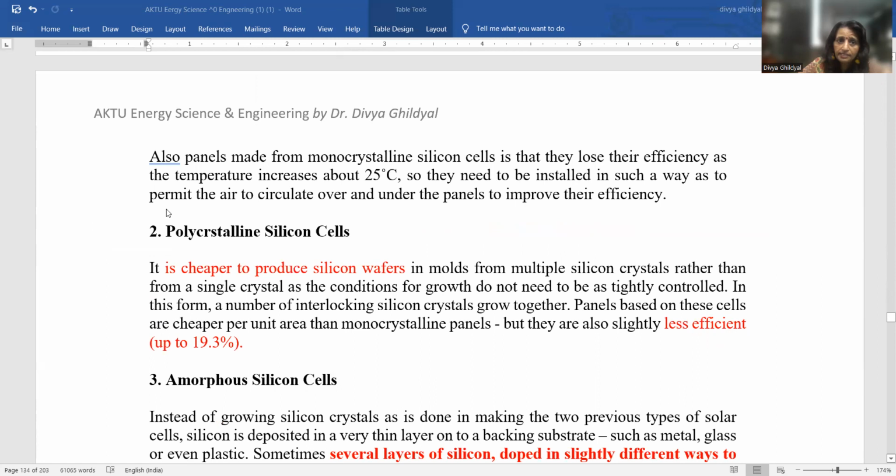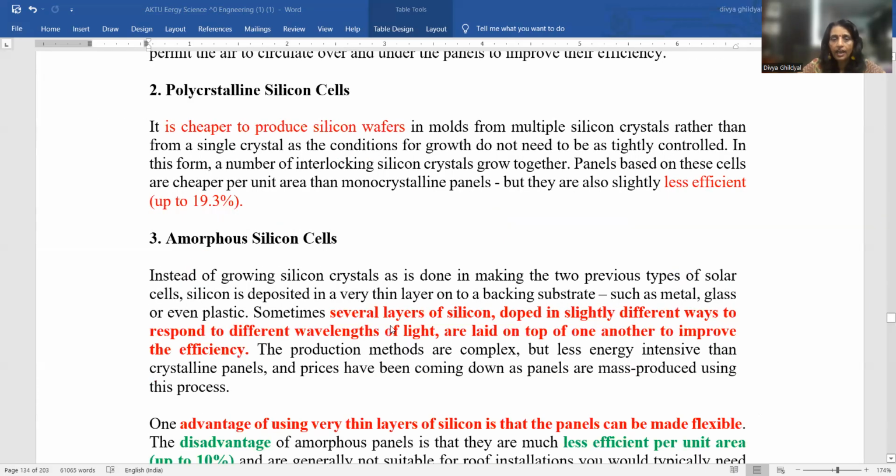Polycrystalline, poly means many. It is cheaper to produce silicon wafers in molds from multiple silicon crystals rather than from a single crystal, as the conditions for growth do not need to be as tightly controlled. Poly is less efficient compared to the single one.